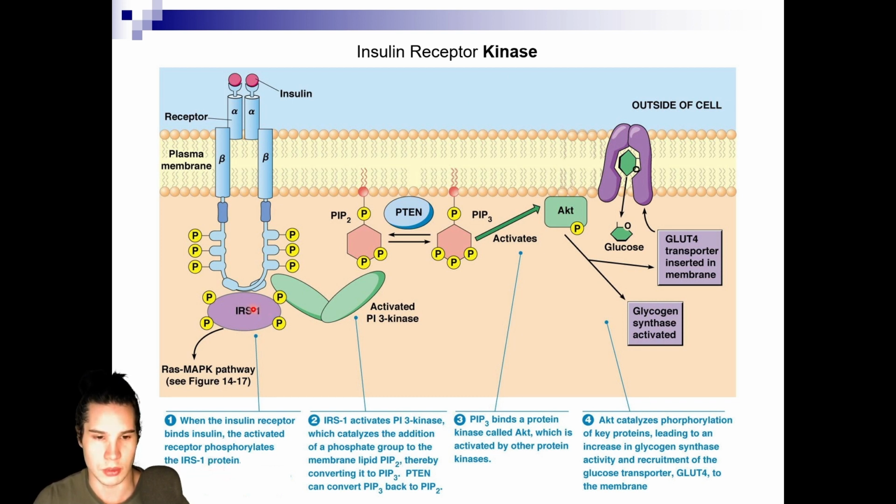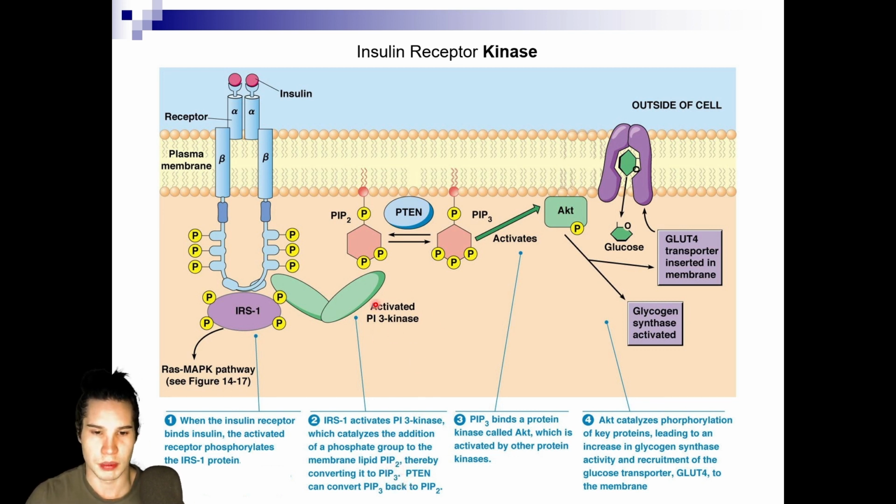So IRS1 becomes phosphorylated. Then what happens is IRS1 bumps into something else. It's going to activate PI3 kinase. Again, you don't need to know any of the jargon necessarily. Just try to conceptualize the signal cascade. So that IRS1 is going to bump into PI3 kinase, which then catalyzes the addition of a phosphate group to the membrane lipid PIP2, thereby converting it to PIP3.